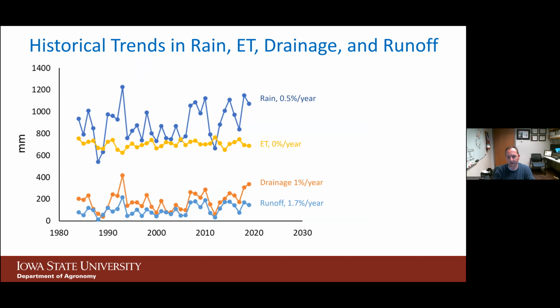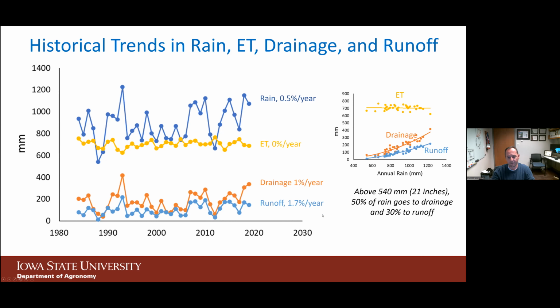Historically, precipitation has increased by about 0.5% per year. And evapotranspiration, according to the model, has not increased. It's pretty much a flat line at about 700 millimeters per year. Drainage has gone up and runoff has gone up as well.